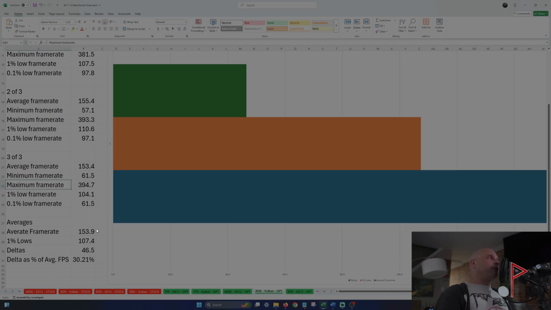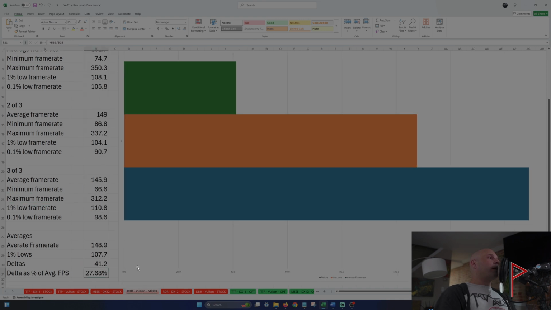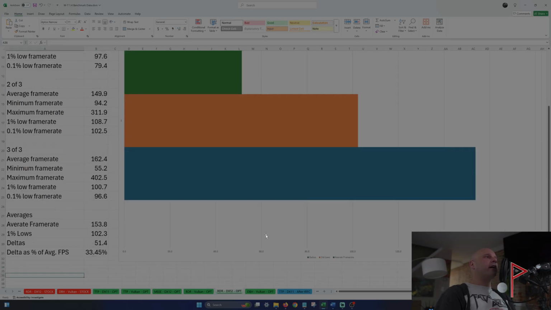Switching over to Red Dead Redemption, in the Vulkan settings, in the initial tune, about 150 average FPS, about a 30% delta. And this is in Vulkan. Compared to stock, right around the same. A little improvement, not much difference. Right around 150 frame rate, close to 30% delta. So we haven't significantly smoothed the experience there.